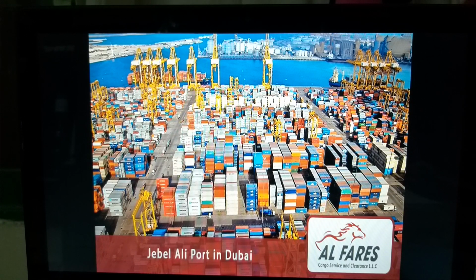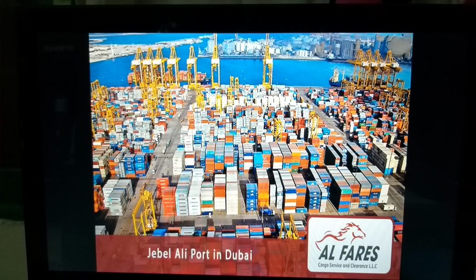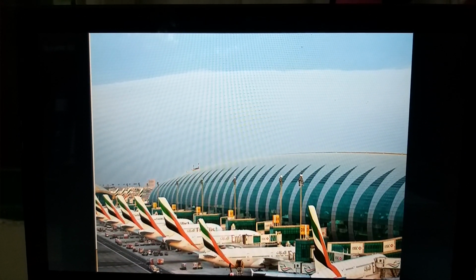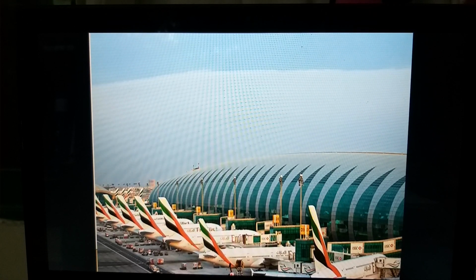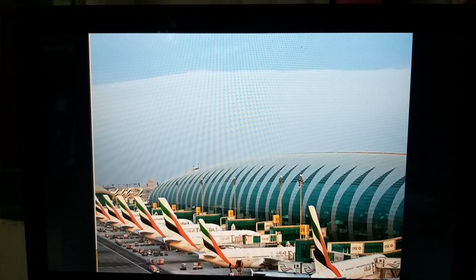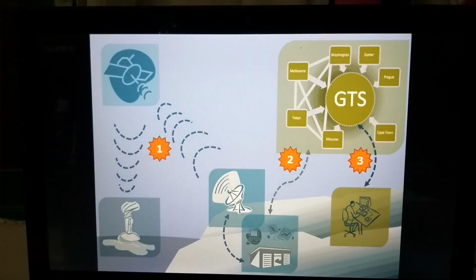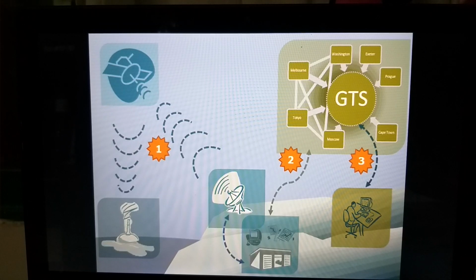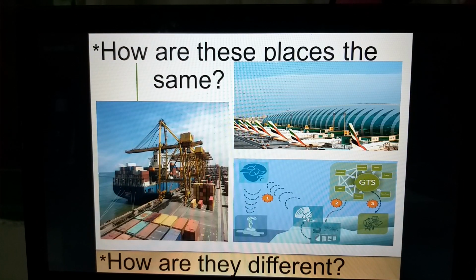Okay, I have here three pictures, and what are these places? This one, yes, it is Jebel Ali Port in Dubai. Next, what is that? Yes, it is Dubai International Airport. The other one is, yes, that is telecommunication system. So how are these places the same? They are all connecting the UAE to the rest of the world. Okay. So how are they different?